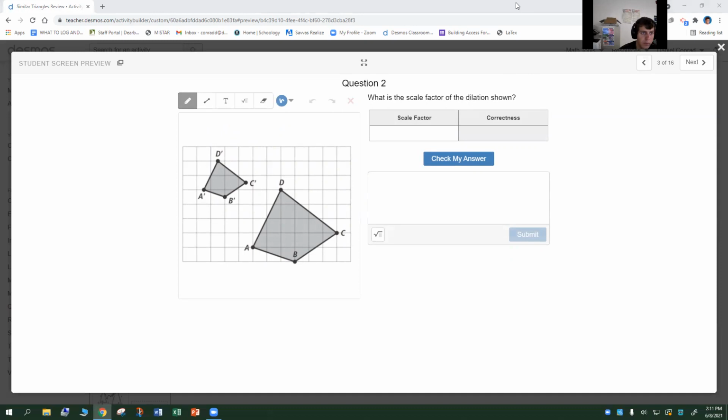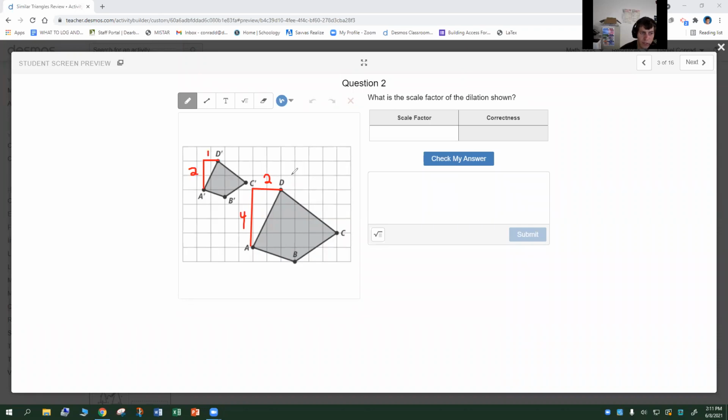So let me pull up my annotations here. You can pick any of these, A to D. To get from A to D, we have to go up 4 and right 2. To get from A prime to D prime, we have to go up 2 and right 1.